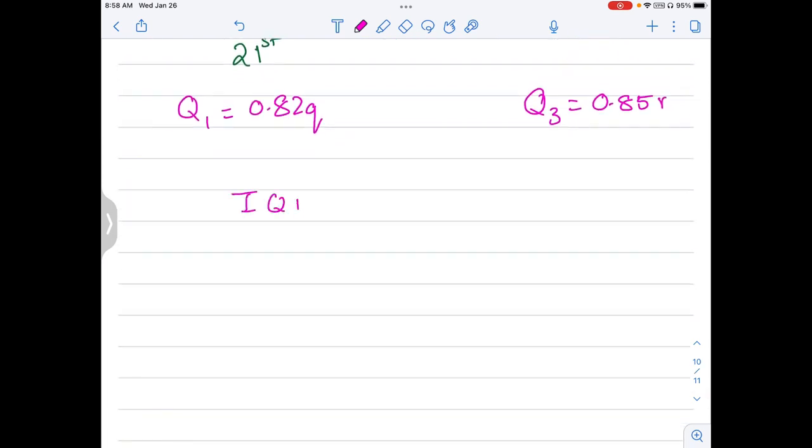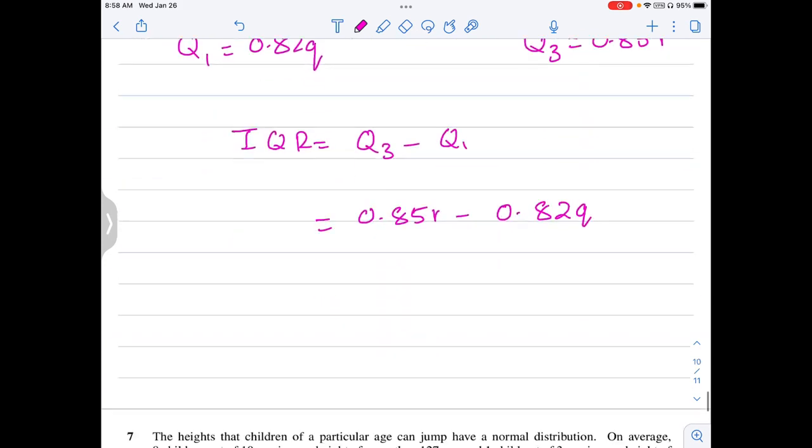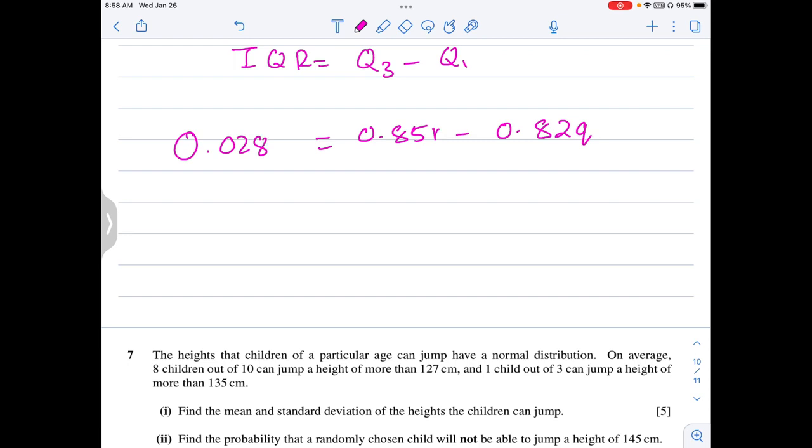Now interquartile range. Interquartile range is nothing but what? Q3 minus Q1. So 0.85r minus 0.82q. That should be the interquartile range. How much has been given? It has been given as 0.028. So the most suitable number I should be choosing out. In order to make it easy to understand, it should be 850 something r minus 820q. I write in capital letters to make it understood. This should be giving me 28. This should be giving me 28. And the numbers for r and q I should be using from 1 to 10.